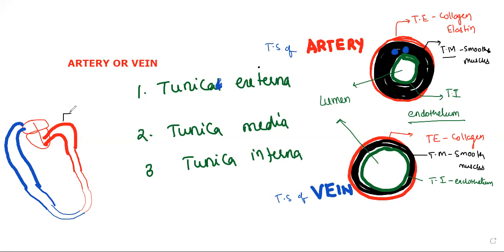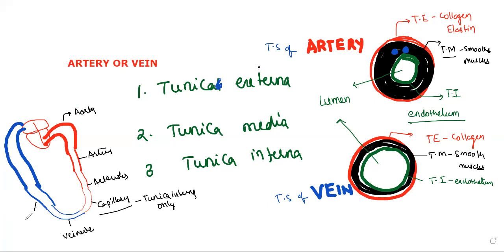So, this is aorta. Branches of aorta, we can say artery. Then after that, arterioles. Next, capillary. Capillary is completely made up of simple squamous epithelium. It contains only tunica interna. Next, venule, then vein, then vena cava.